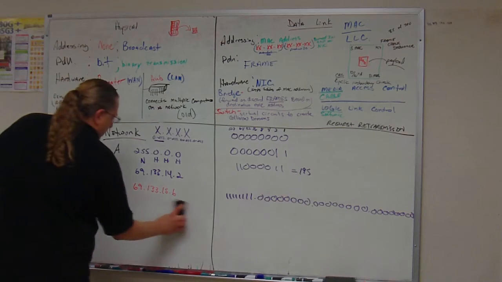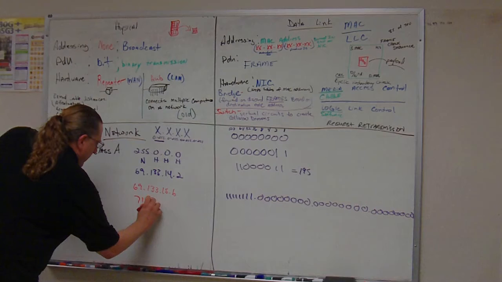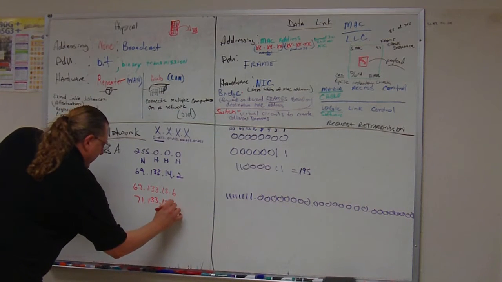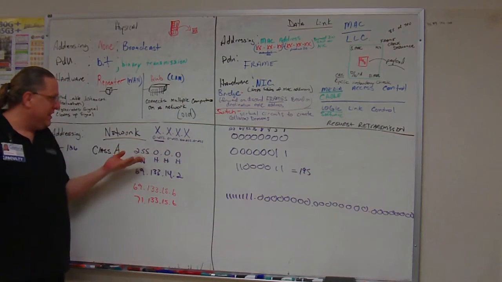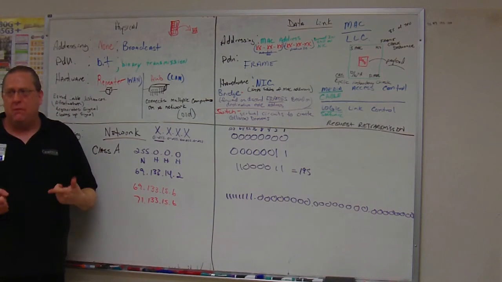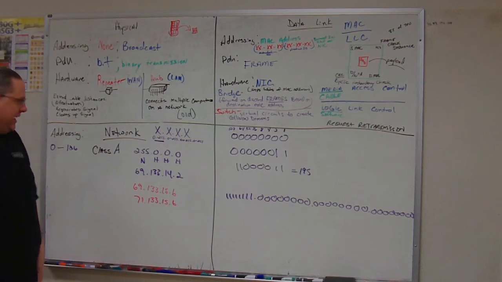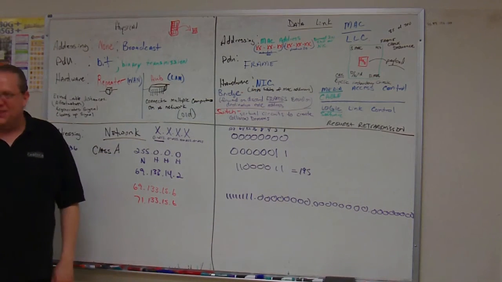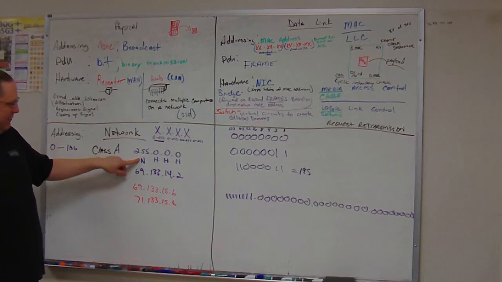Now, how about 71.133.15.6. Are these two numbers in the same network? Yes. No, they are not. Wait a minute. That is because if they have this subnet mask, it's the first number that must be exactly the same. If this number changes, then they are not in the same network. The first one, it was a trick question. The first 69 and 71 are two different numbers, and this says that they have to be the same.